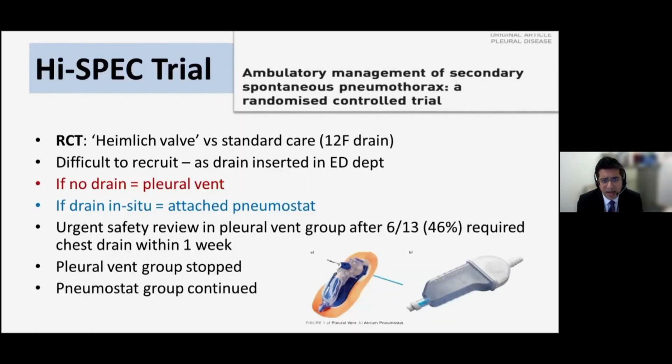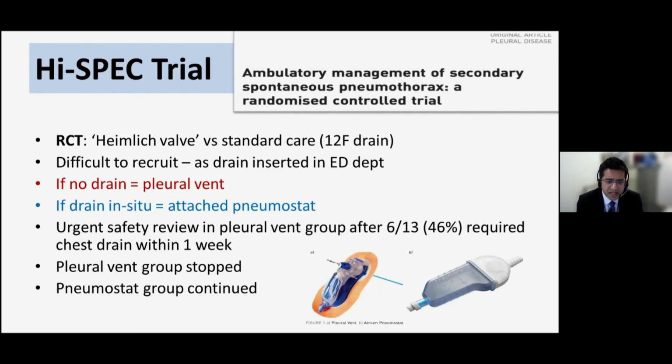So how about ambulatory management in secondary pneumothorax? The high-spec study, which was published in the ERJ, looked at, again, Heimlich valve compared to a 12 French drain. These patients were presenting to emergency departments. If they had no drain inserted, they had a pleural vent put in. And if they had a drain inserted in the emergency department, they put a pneumostat device. This is a chamber with a one-way valve which can be attached to a chest drain.